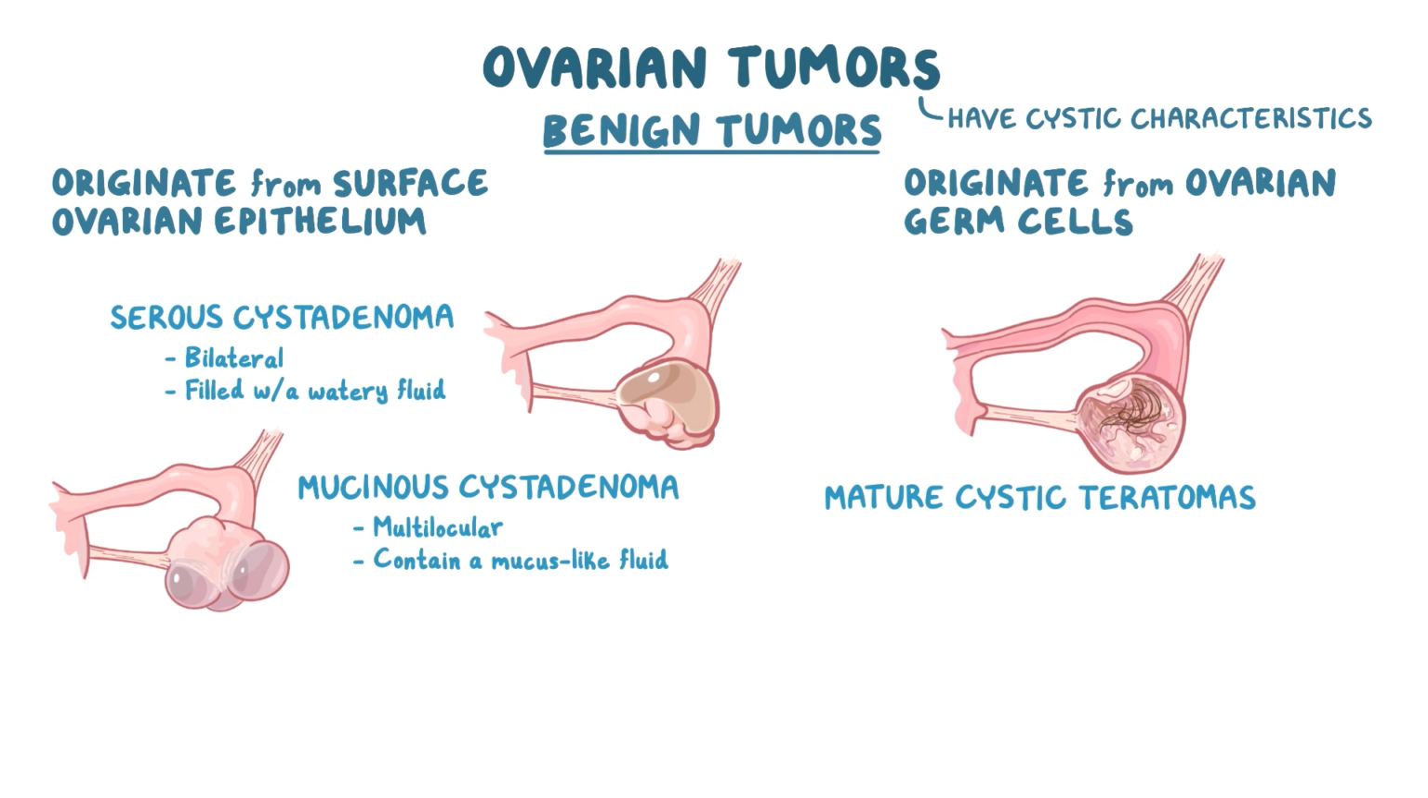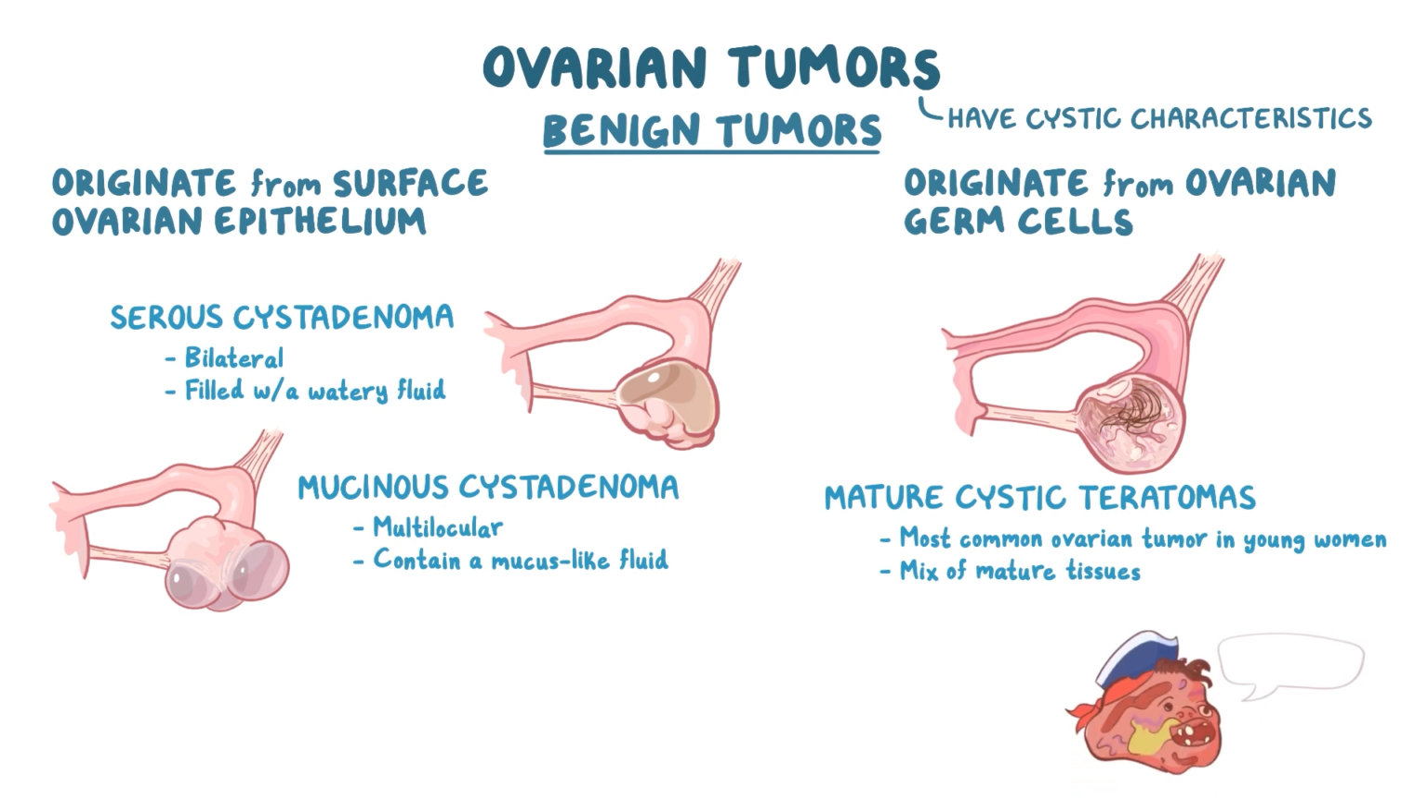Mature cystic teratomas are the most common ovarian tumors in young women, and usually contain a heterogeneous mix of mature tissue that comes from 2 or 3 of the germ cell layers. So they can contain fat, muscle, teeth, nails, hair. They're pretty much the Frankenstein's monster of tumors.